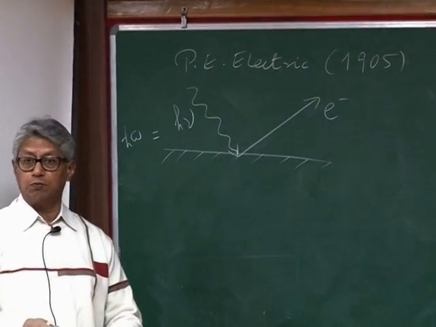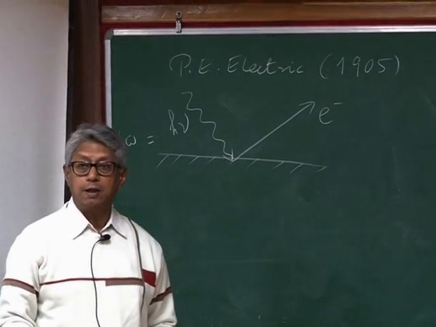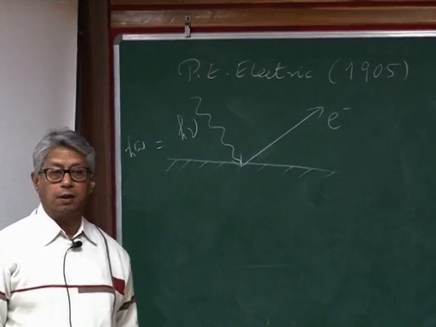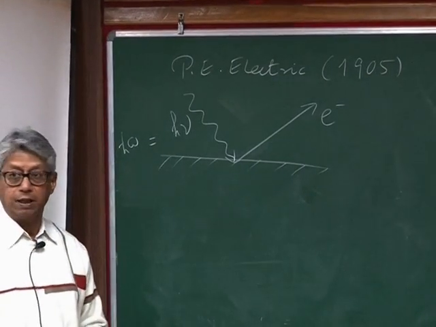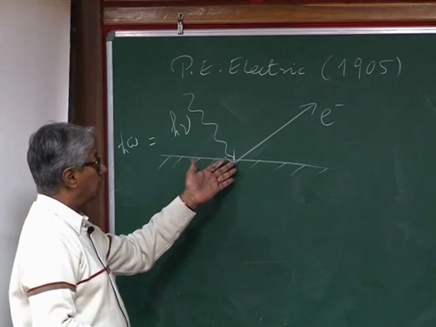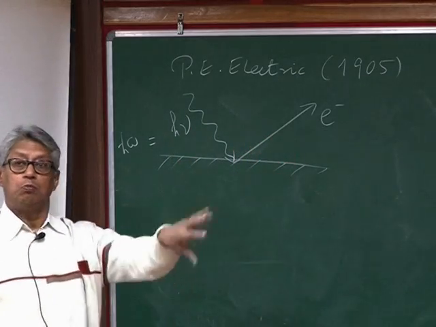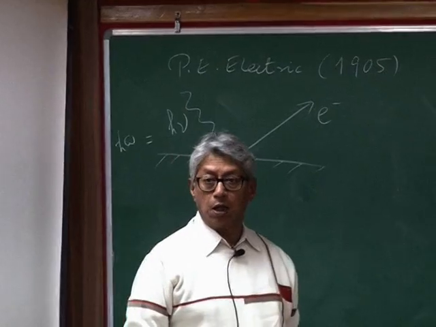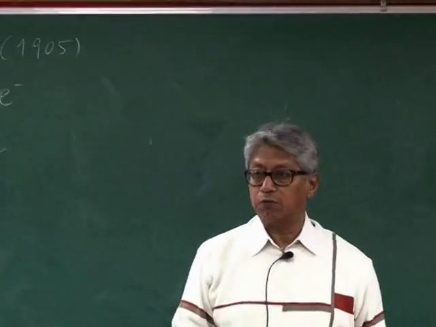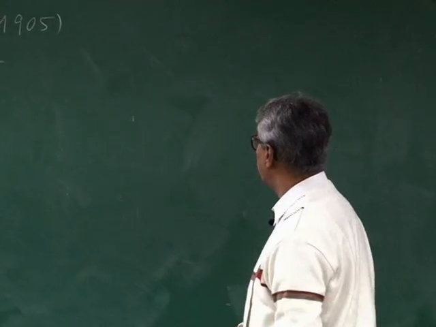Now the electrons are of course bound to the metal, and so in order to overcome that binding, you have to give energy. So that's where the energy comes from. So the emitted electron will move with a kinetic energy, and in addition you need the binding energy, which is called the work function. Right? This is a simple photoelectric effect.